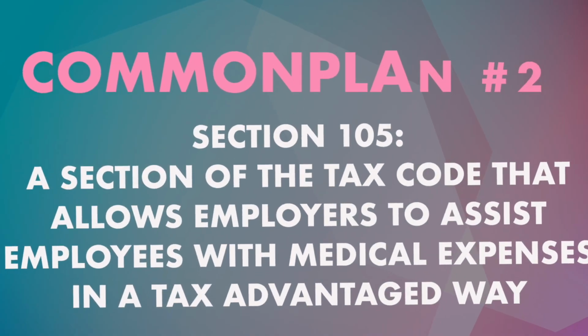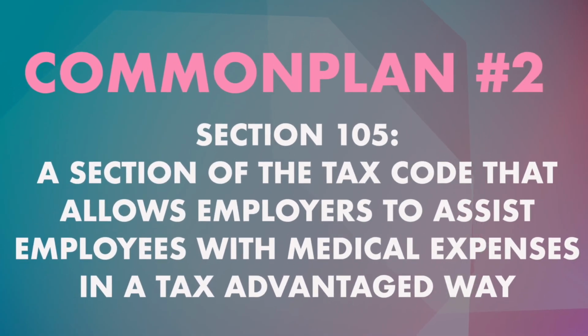Section 105 is a section of the tax code that allows employers to assist their employees with medical expenses in a tax-advantaged way. Now, they're a little different from Section 125 plans in a few different ways, one of them being that with Section 125, both employers and employees can contribute. Section 105, on the other hand, are typically structured in a way where only the employer can contribute to the plans. So this makes this a better option for employers who are already sponsoring a group health plan for their employees and contributing something to the care.